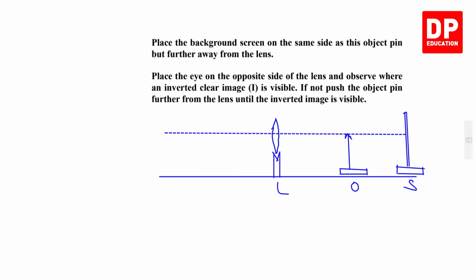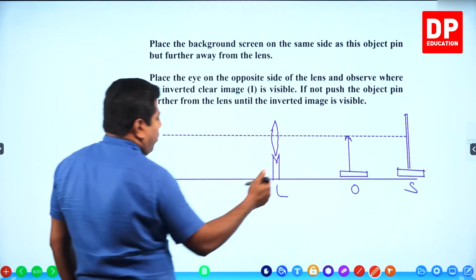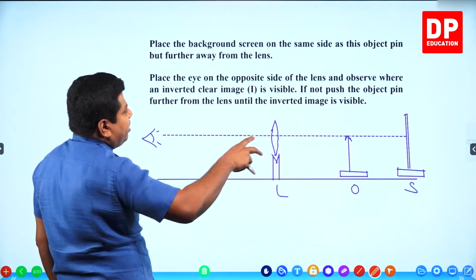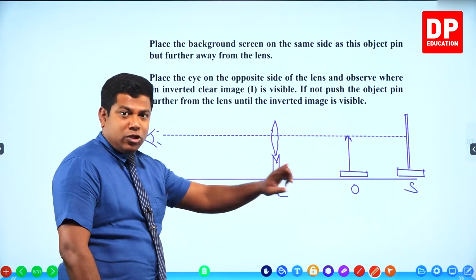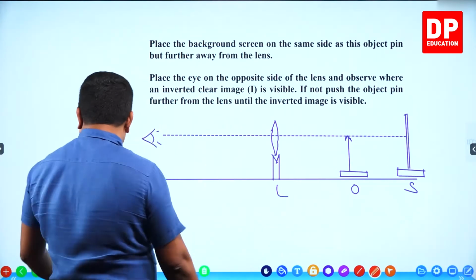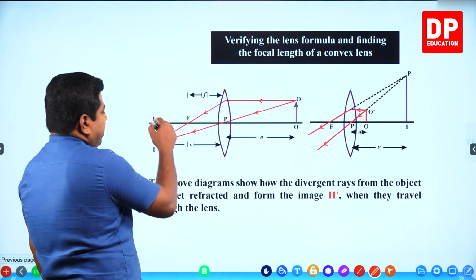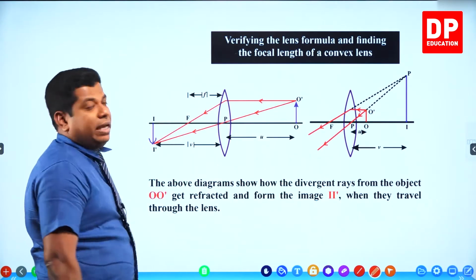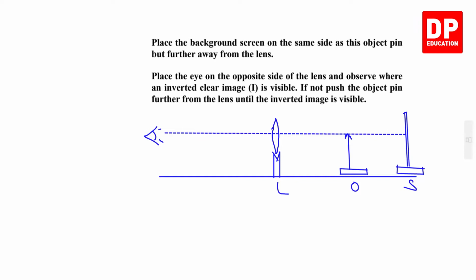Place I on the opposite side of the lens. See, on the right side of the lens, you have kept the object. Now, on the left side, you keep your eye and observe whether you can see a clear image of the object. It has to be an inverted image. I showed you the ray diagram you see here. Inverted real image is what you expect to see here. Let's see. Inverted real image is visible.